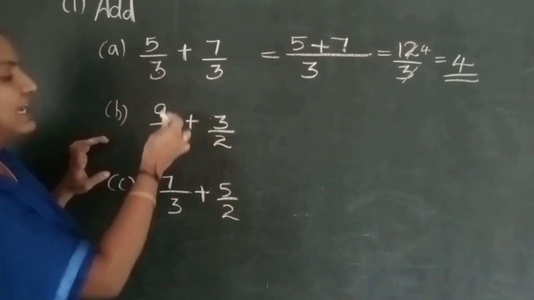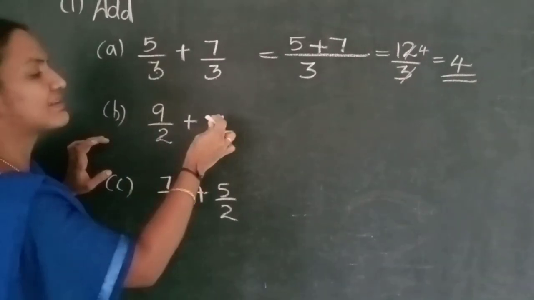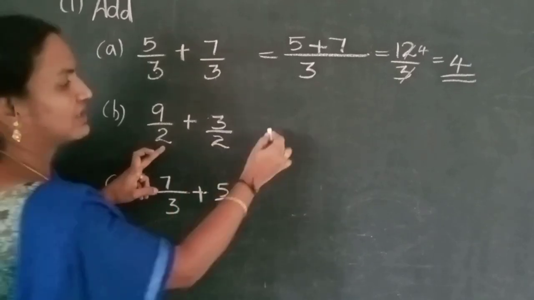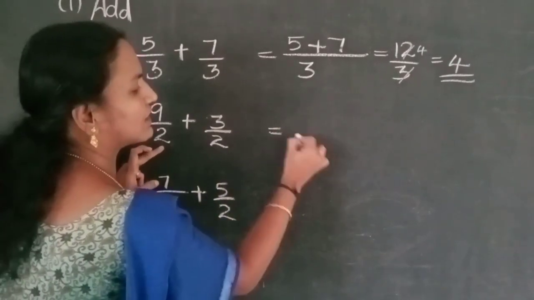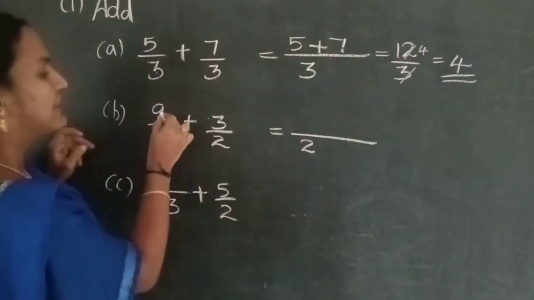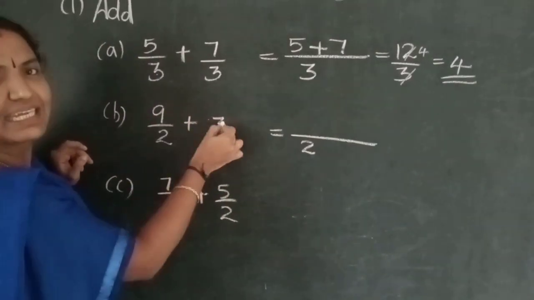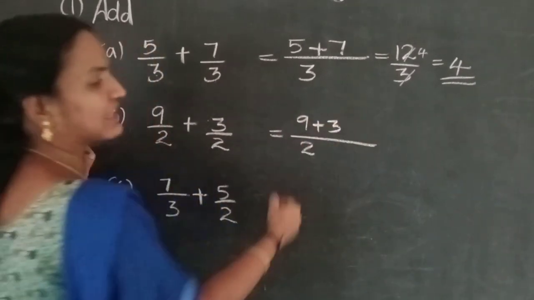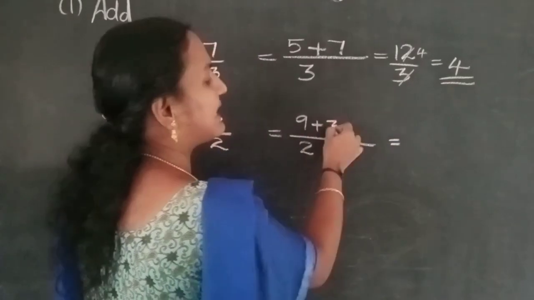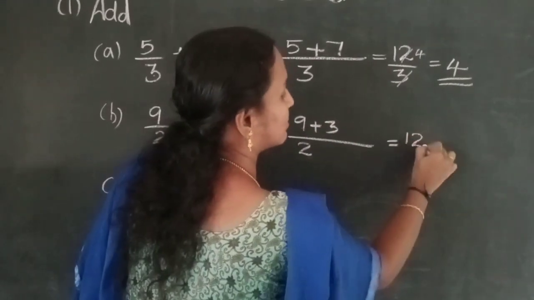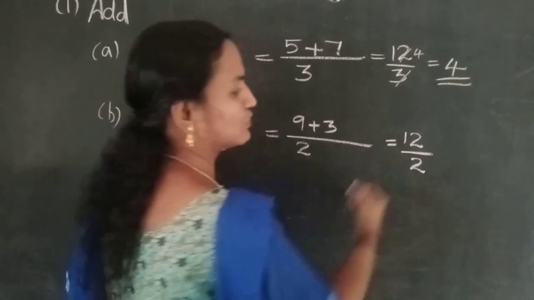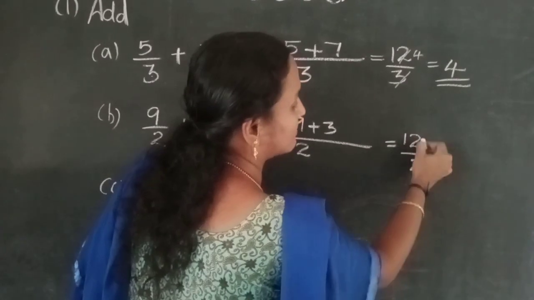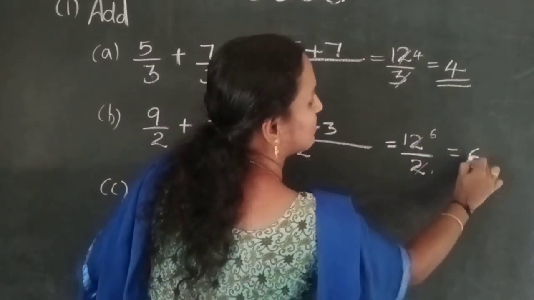Then option B, 9 by 2 plus 3 by 2. Here the denominators are same, so like fractions. The denominator is 2. In the numerator, 9 and 3. So we add the numerators. So 9 plus 3 divided by 2. 9 plus 3 is 12. 12 divided by 2. How many 2s are in 12? 6 2s are 12. 1 2 is 2 and 6 2s are 12. The answer is 6.